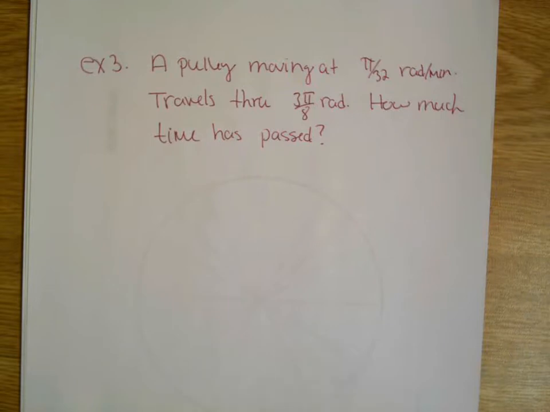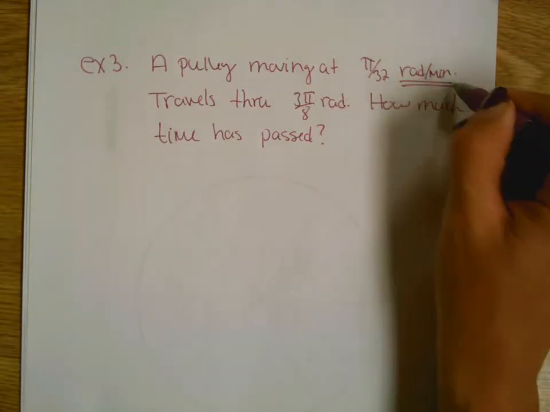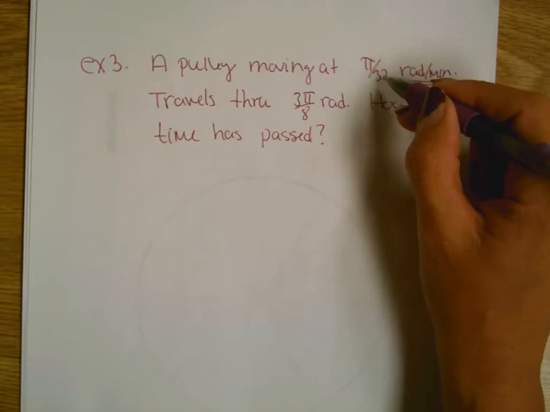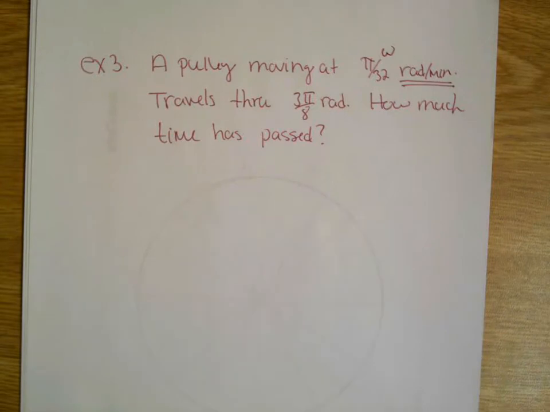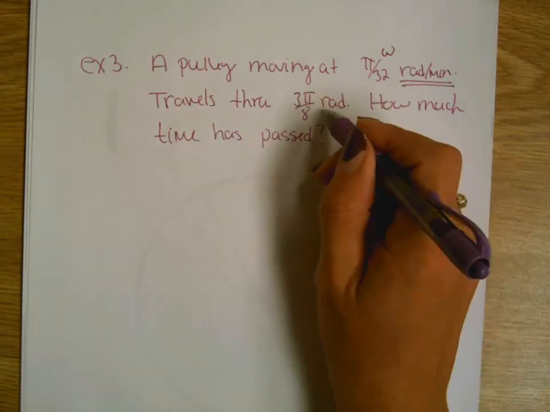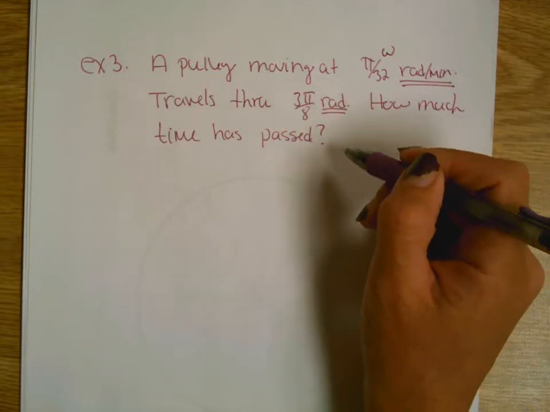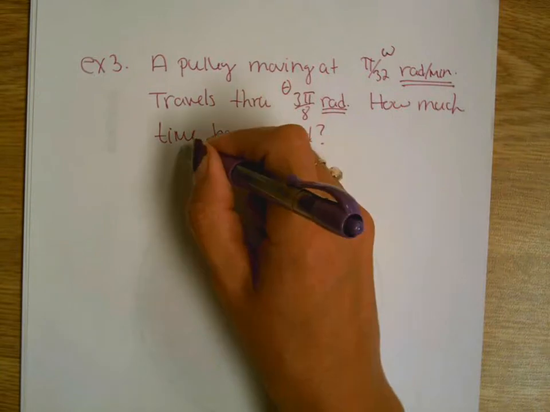So again, it's identify with the correct symbols, and then find the formula that works with those symbols. We haven't left one formula yet, but okay, I see radians per minute as my label. That's telling me the pi over 32 is W. It travels through 3 pi over 8 radians, just radians, that's an angle measure, that's our theta. How much time?